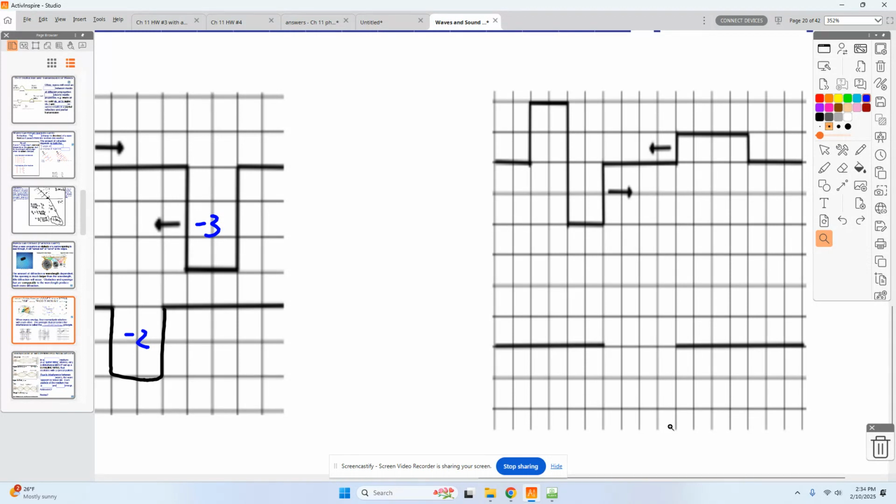Some of you were gone Friday and you did not get this sheet if you were gone Friday. This is a little wave drawing sheet that I want us to practice on. If you were here on Friday, I told you to keep this sheet because we're going to do some more with this.